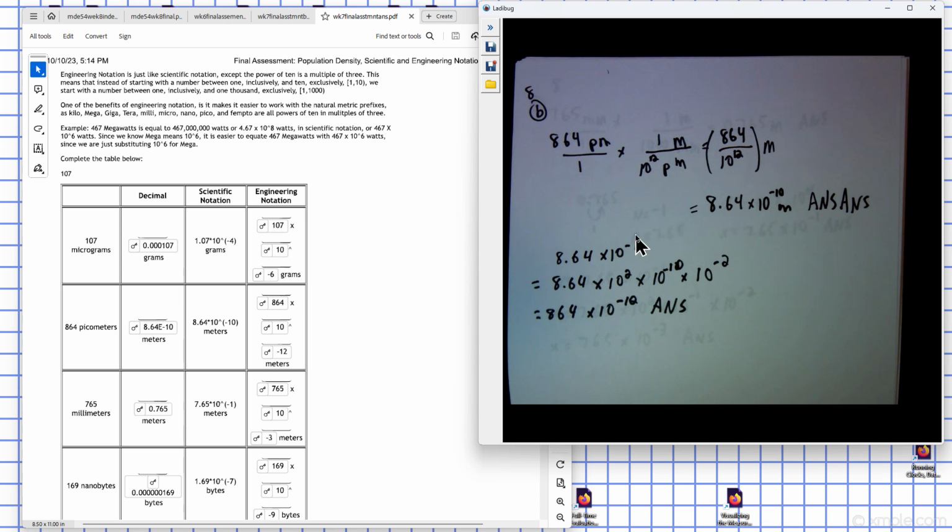Then they wanted engineering notation. So I take this down to, so I have 8.64 times 10 to the -10 times 10 to the -2. And I put a 10 to the second power there. So 10 squared times 8.64 gives me 864 times 10 to the -12. My answer there. And that's engineering notation.